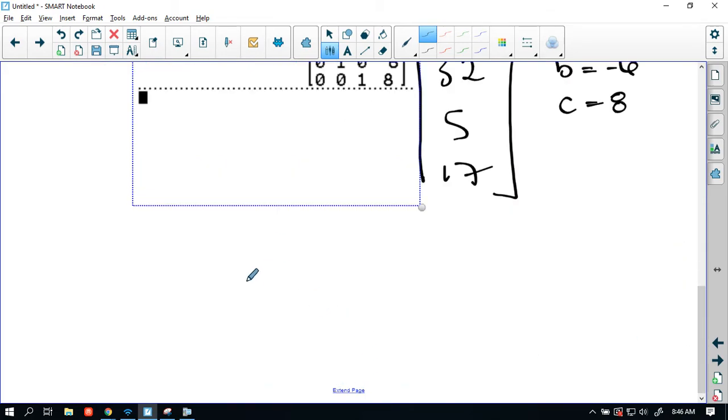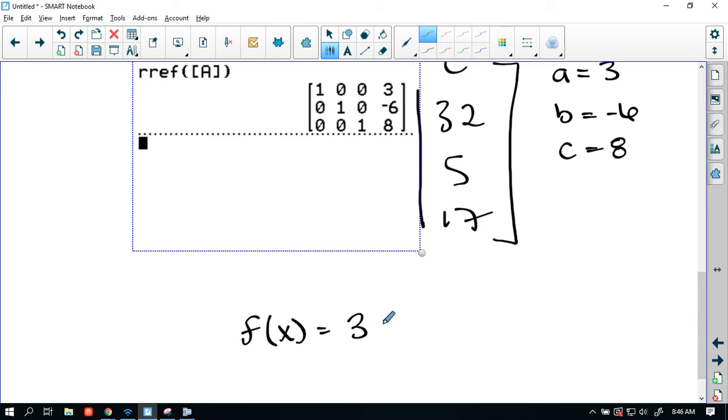Now let me write out my function. So f of x replaces the y because we're talking about this as being a function relative to x. My a is 3x squared. My b is -6x, and my c is 8. So there is my equation. And we can confirm this by looking at the graph.